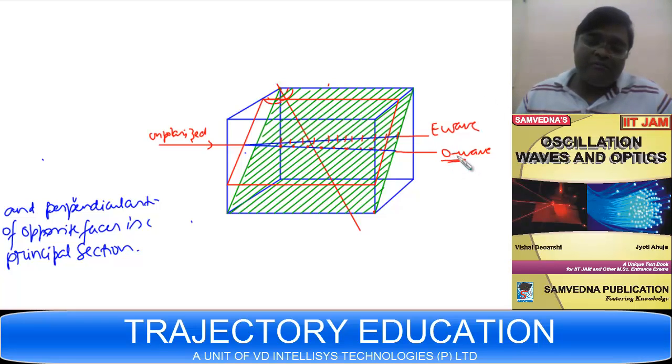So that's called double refraction. We call it O wave because it follows all the laws of refraction. E wave does not follow the laws of refraction. It travels with different velocity in different directions.